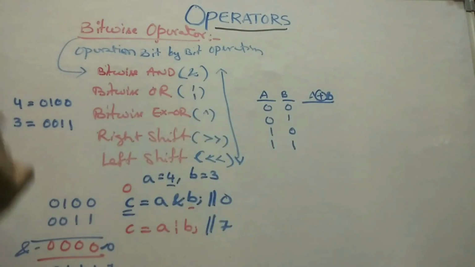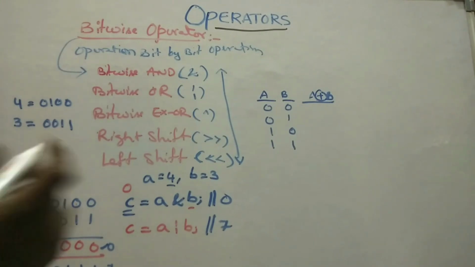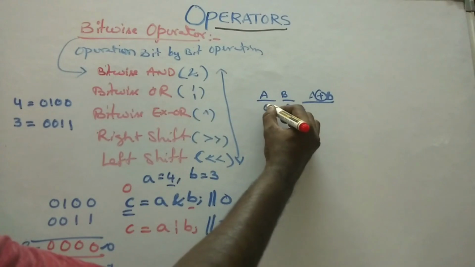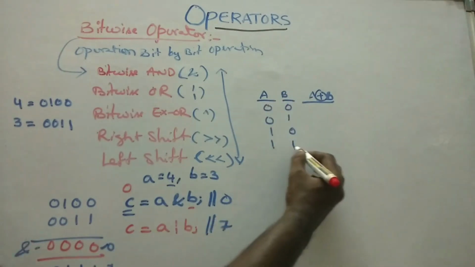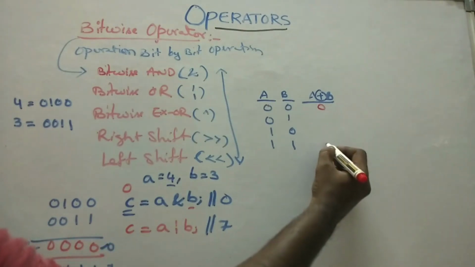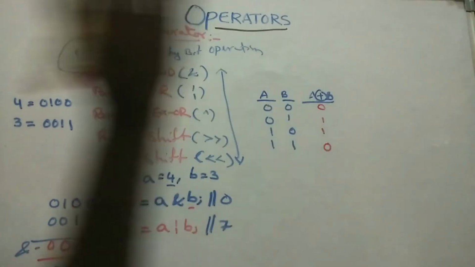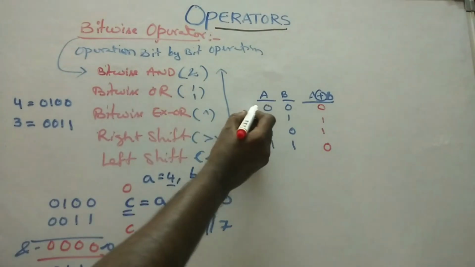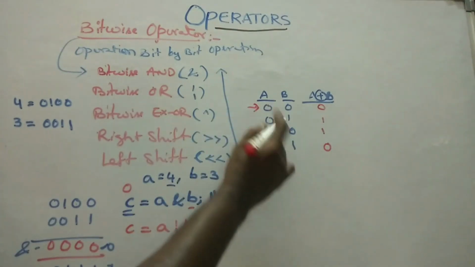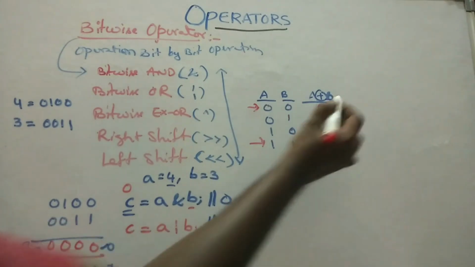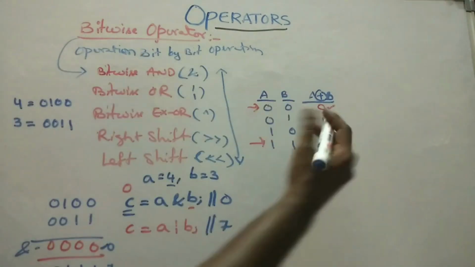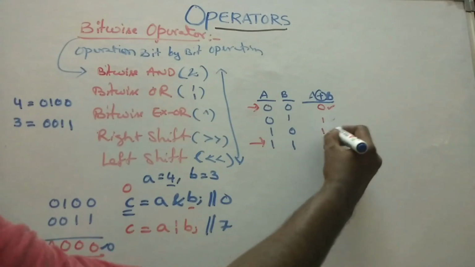Here, when both the inputs, that is the A input and B input, are the same, that is either 0 0 or 1 1, then the output is 0, otherwise 1. Clear? When both the inputs are the same, 0 0 or 1 1, then the output is 0, otherwise the output is 1. Clear?